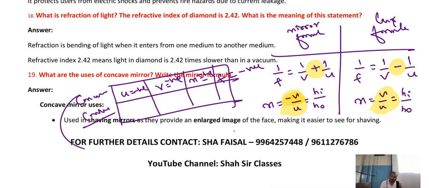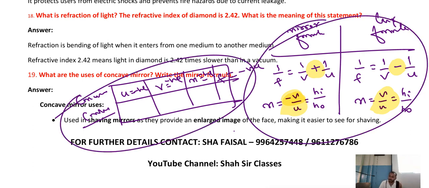If you remember this table and this formula, 100% you get 3 marks. That's all. Most of them will say, sir, numericals of the light chapter are very difficult. No, not at all. Just remember this table and this formula. They will ask the v value only, or magnification only. If height is given in the problem, then don't take the v and u condition. Take the h_i and h_o condition.